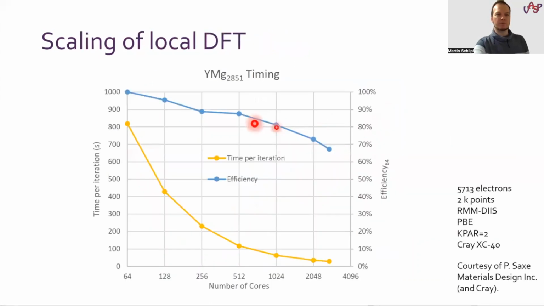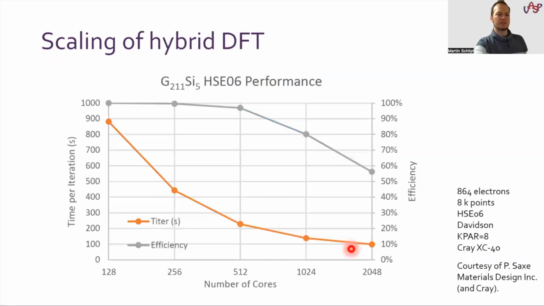And this applies to local density functional theory. Here you can see that for this defect in magnesium, you can go to thousands of CPUs and still have a parallel efficiency of over 70%. The same applies to hybrid density functional theory. Again studying this defect, you can see here 1,000 CPUs at 80% efficiency, and you still get a speedup, though not as large, if you go to 2,000 CPUs.